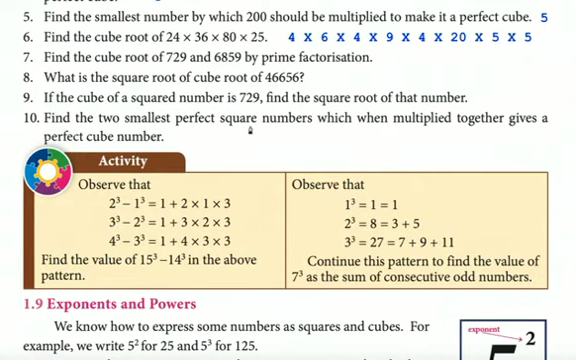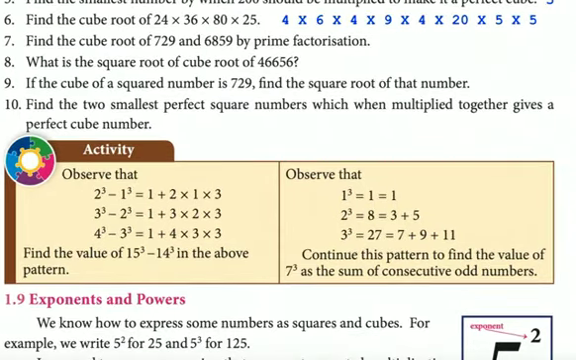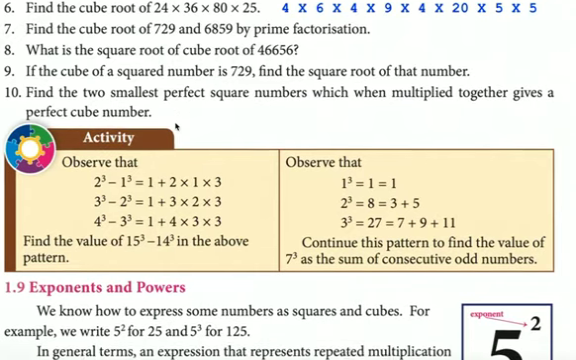Find the two smallest perfect square numbers which, when multiplied together, give a perfect cube number. I guess 4 and 16, okay. When they are multiplied together you will get 64. 64 is a perfect cube number, right. Cube root of 64 is 4, okay. And 4 and 16 both are perfect square numbers, okay. Root 4 is 2, root 16 is 4.